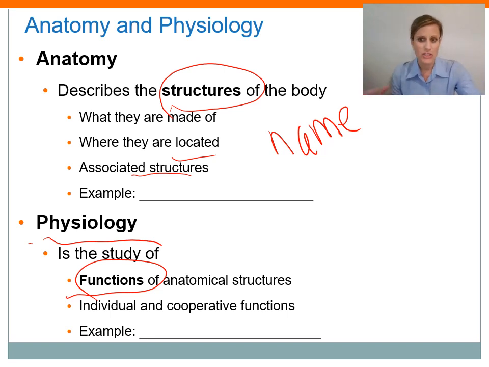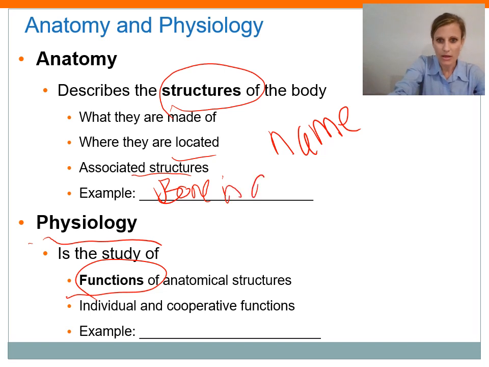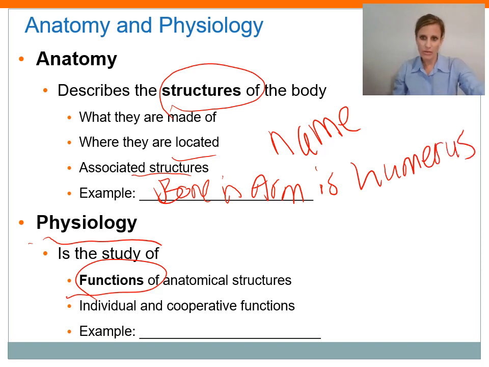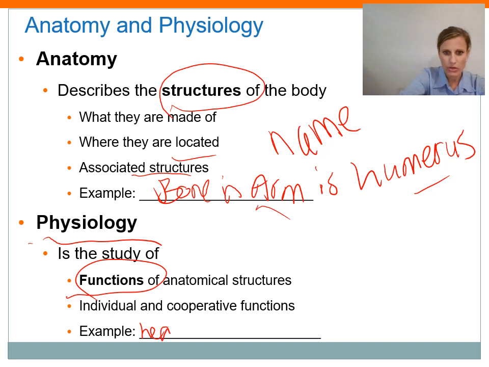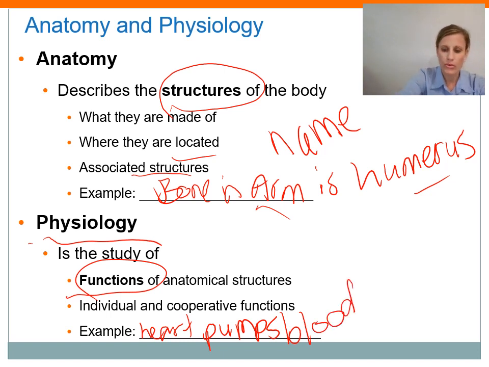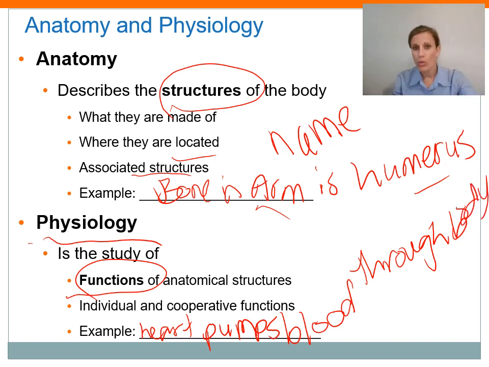So again, examples of anatomy, I just went through a bunch of them, but you could say the bone in the upper arm is the humerus, right? We named it, that's anatomy, and we said its location, also anatomy. Physiology or function, I could say that the heart pumps blood through the body. Right? I'm telling you what it does. That's what the heart does. It pumps blood through the body. So that's the physiology of the heart, or the function of the heart.